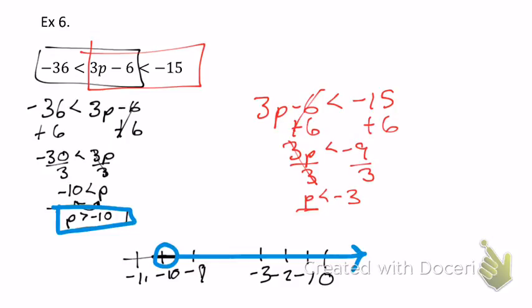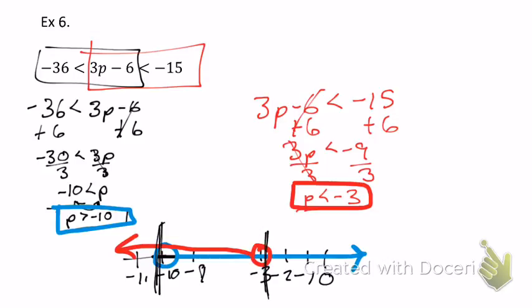My second equation, I've got my answer: p is less than negative 3. So I've got my open circle at negative 3 and my arrow going this way. So I can see the two parts that are overlapping is negative 10 to negative 3.